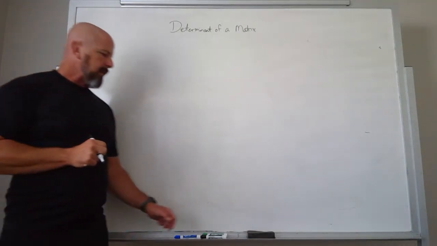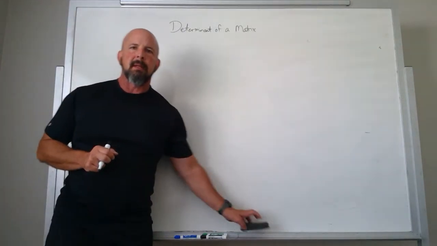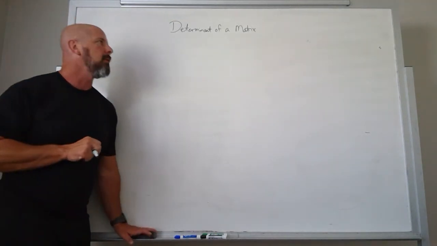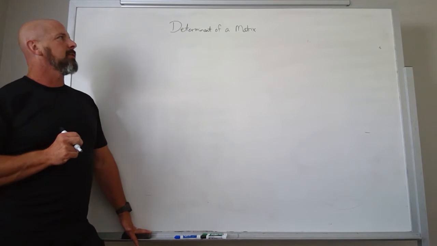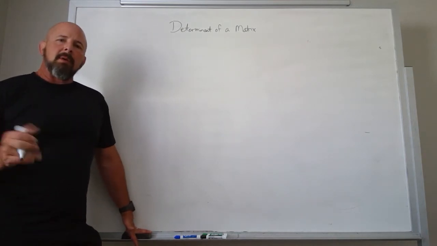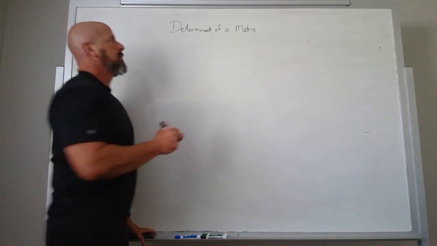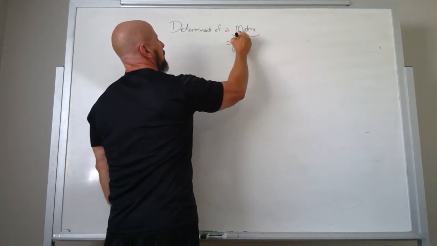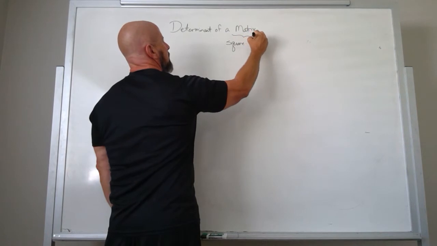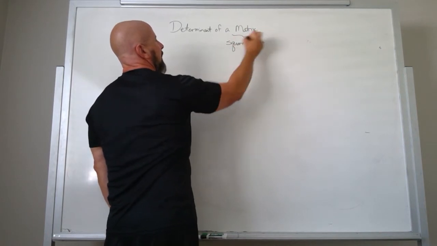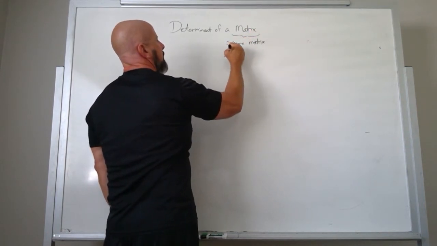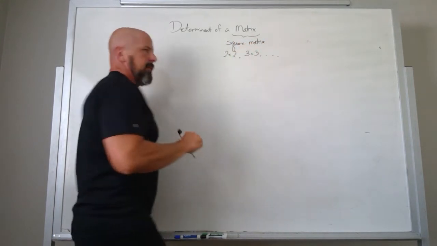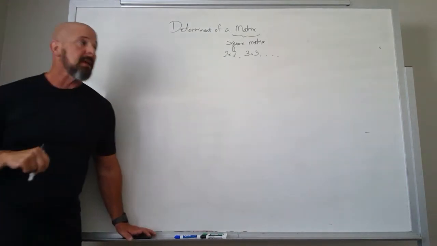We're going to look at the determinant of a matrix. Now, when we're finding a determinant, this is referring to a scalar value of a square matrix. So it has to be a square one, same number of rows and columns. So we can't just do any old matrix. It must be a square matrix, such as 2 by 2, 3 by 3, so on and so forth. It's got to be a square, so same number of rows and columns.